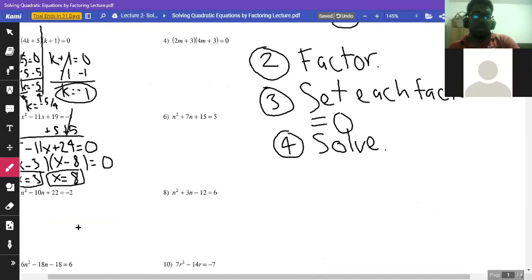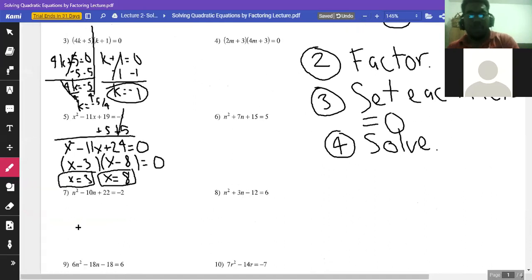Okay, so looking at number 7, so going in order, my first step is to set one side equal to 0. So that's pretty easy if I just add 2 to both sides. So n squared minus 10n plus 24 is equal to 0. Next, I'm going to factor.